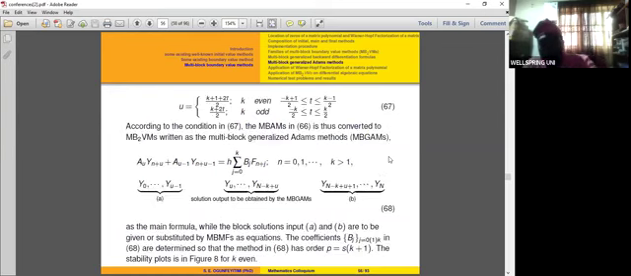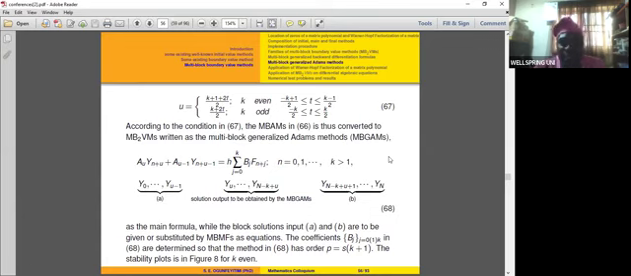How do we choose our u? We choose our u by picking (k + 1 + 2t)/2 for the case of even, and we put a condition on t. Then we have (k + 2t)/2 for odd, where the condition is as well given for t. According to the condition in 67, that multi-block initial value Adams method in 66 can be transformed into a multi-block generalized Adams method in equation 68, where A and B are block solution inputs that are required before we can implement it.